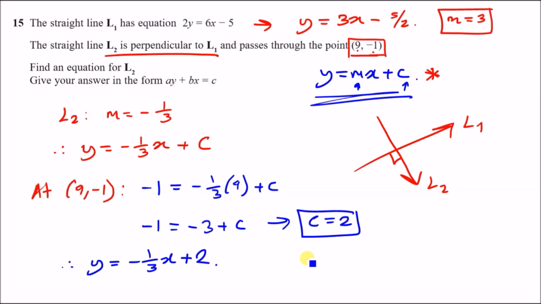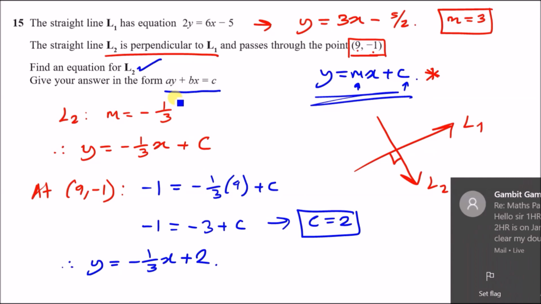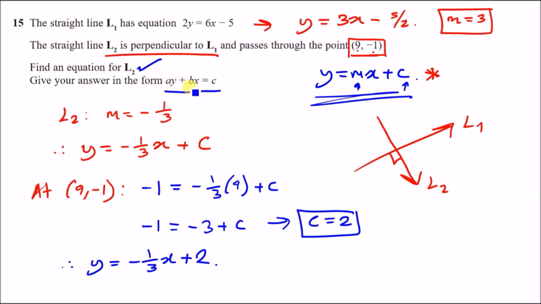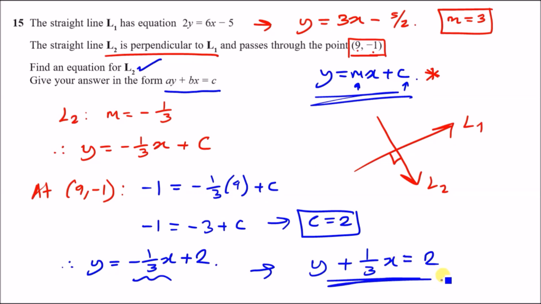So this is usually the end of the question, but it gets a little bit extra, yeah? So we found the equation. It says give your answer in the form ay plus bx equals c. So just put y and x on the same left-hand side, yeah? We need to basically move minus a third x to the left by adding it, so it's y plus a third x equals 2. Oof, almost messed up. Yeah, guys, and that's it. That's the end of the question.